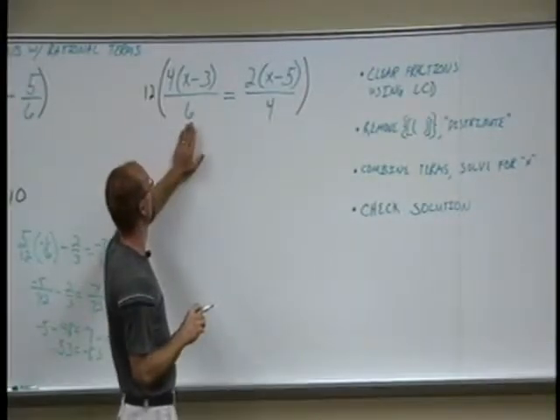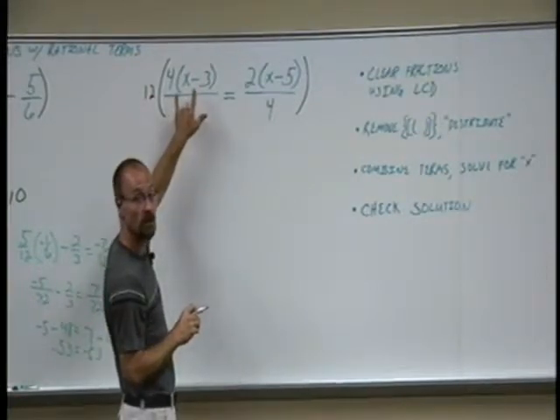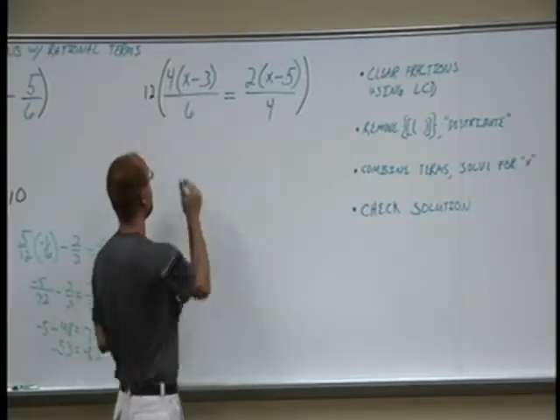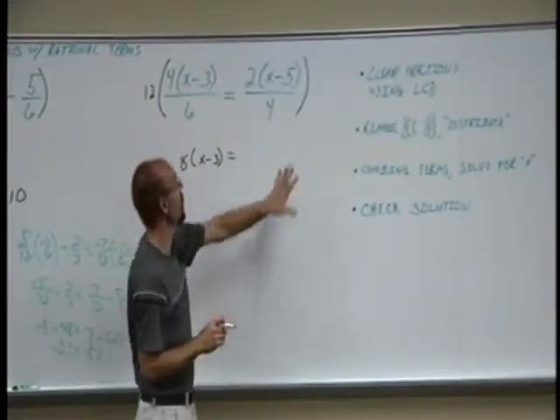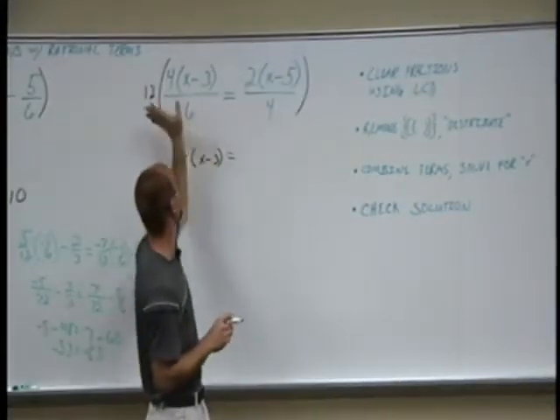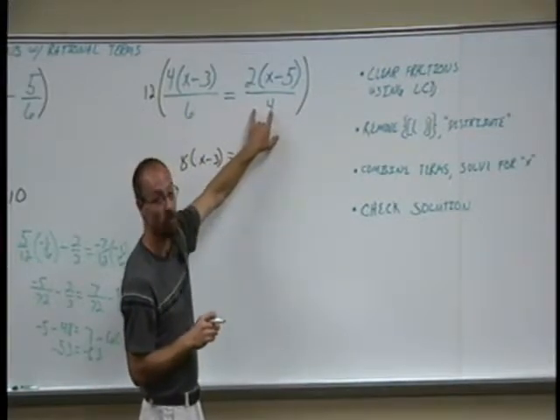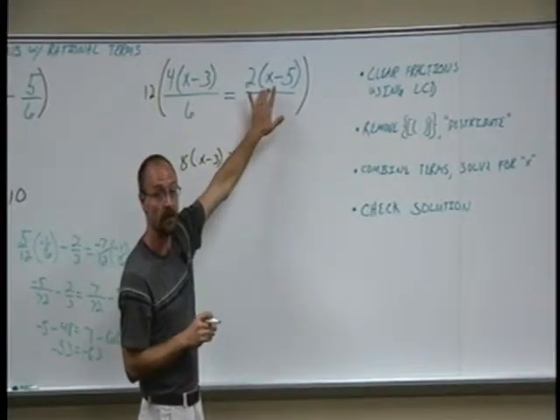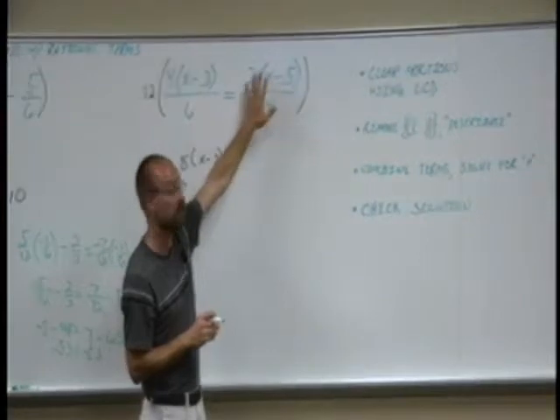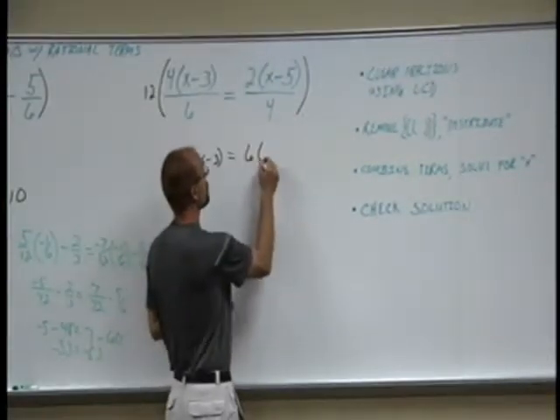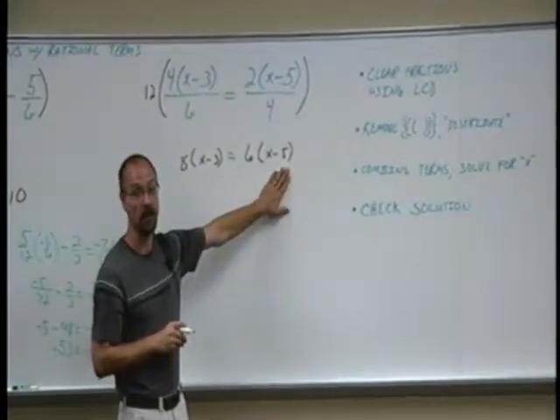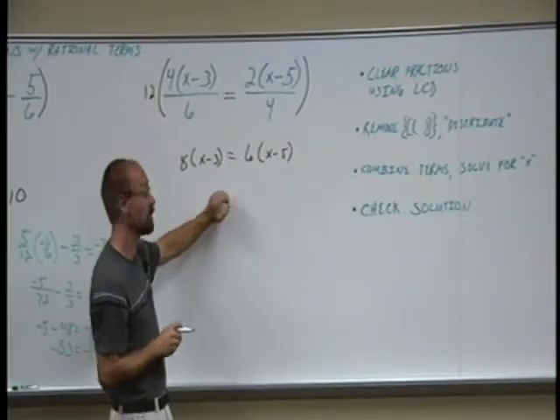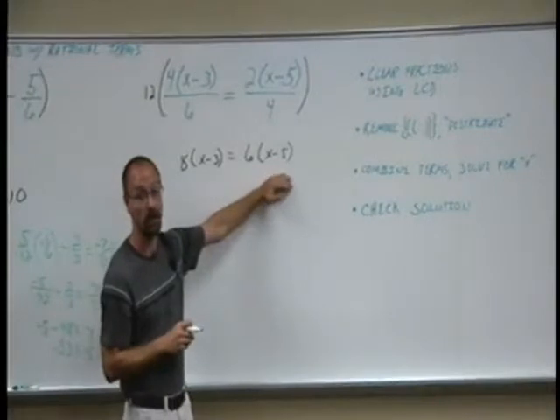Now 12 divided by 6 is 2. 2 times this quantity. Well, 2 times 4 is 8 times that quantity. On this side, if I multiply this by 12, 12 over 4 is 3. 3 times 2 times this would be 6 times the quantity x minus 5. Now you notice, by multiplying by the LCD and just doing a little bit of simplification, I now have an equation with no fractions in it.